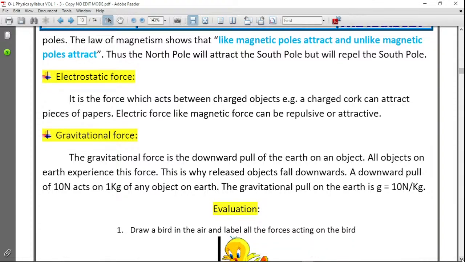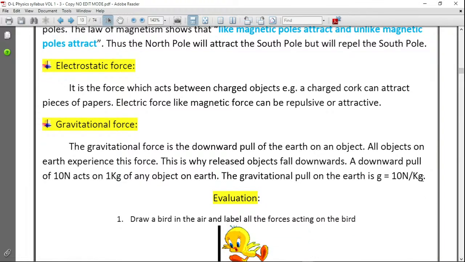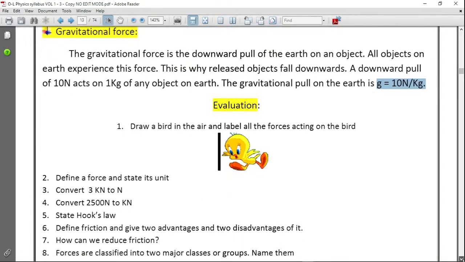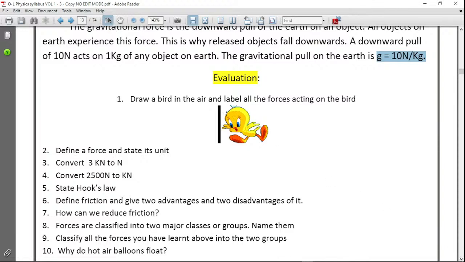And this gravitational pull, as we have said before, newtons per kilogram, is also acceleration. So instead of talking about gravitational pull, we can talk about the gravitational acceleration. Draw an object and name all the forces acting on it.